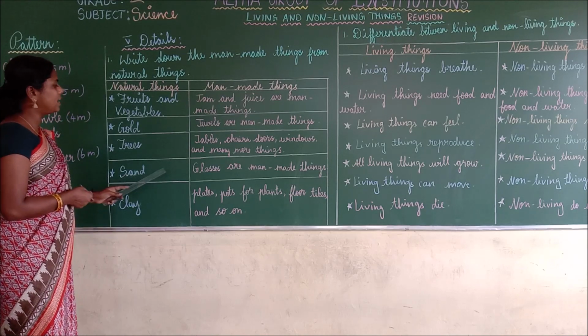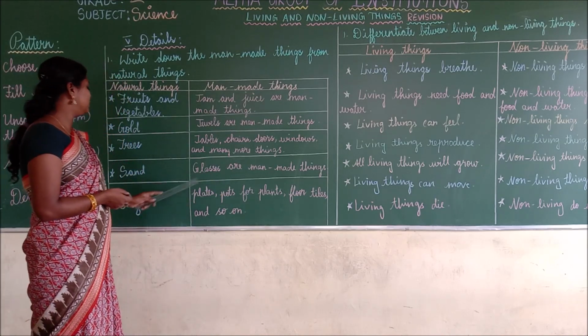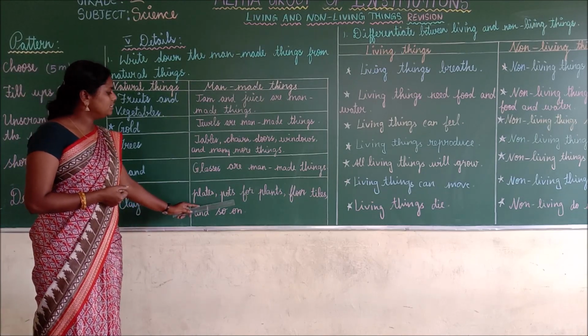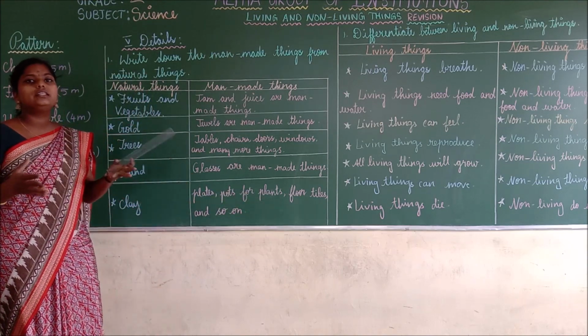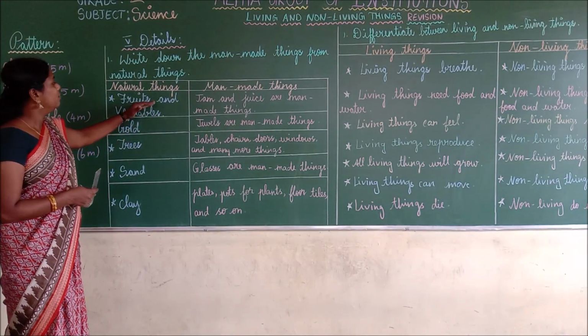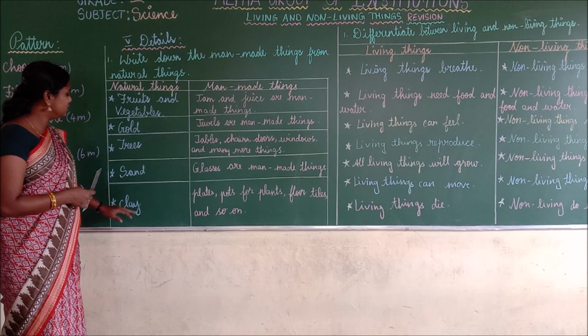The next one is sand. From sand, man has made glass materials. So the last one is clay. Plates, pots for plants, floor tiles and so on. So what are all the daily uses we have made it? So we will recap it once again. Fruits and vegetables, gold, trees, sand, clay.